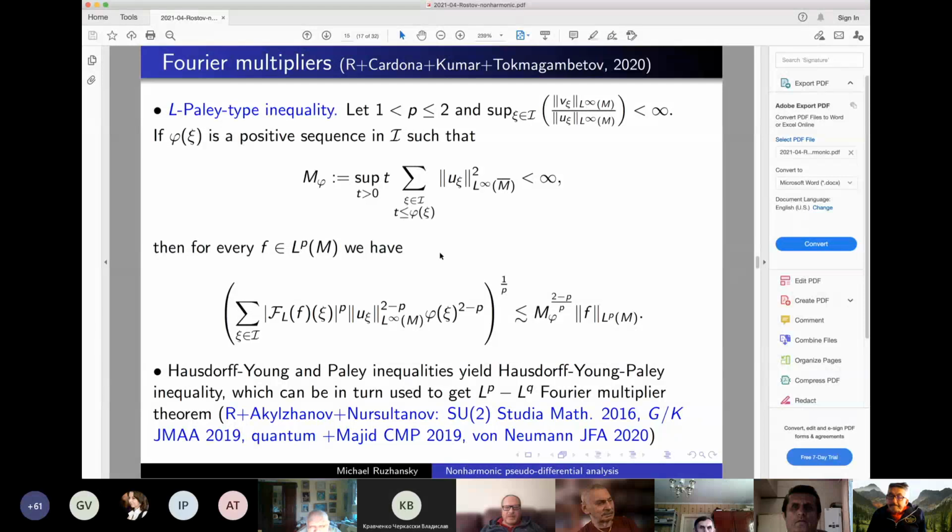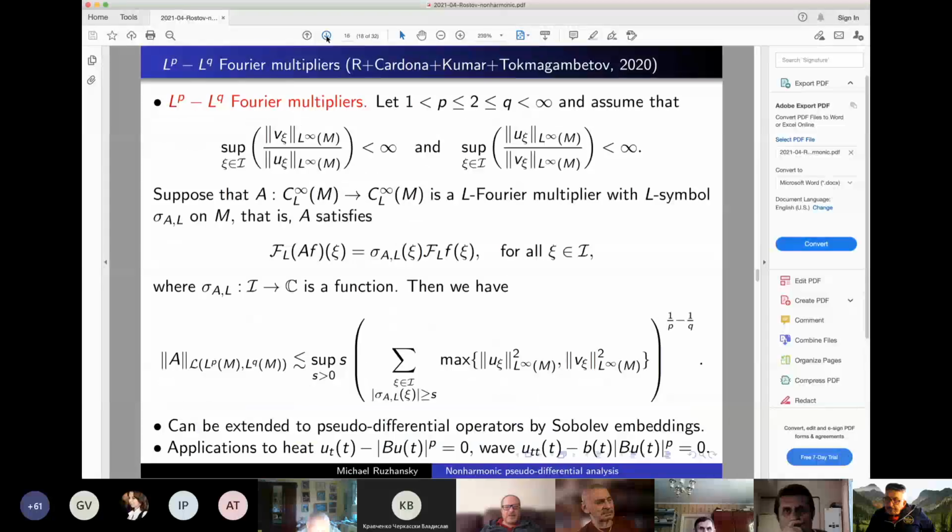This is a method which goes back maybe to Hörmander, but recently I worked on this with some colleagues, also in Kazakhstan. So we have a version of Paley inequalities on SU(2) first, then in general with Akylzhanov and Nursultanov. Akylzhanov was my PhD student. Then on symmetric spaces, on homogeneous manifolds, we also have it on quantum groups. And recently, also with Akylzhanov, we had this kind of inequalities for von Neumann algebras, but I don't speak about this here.